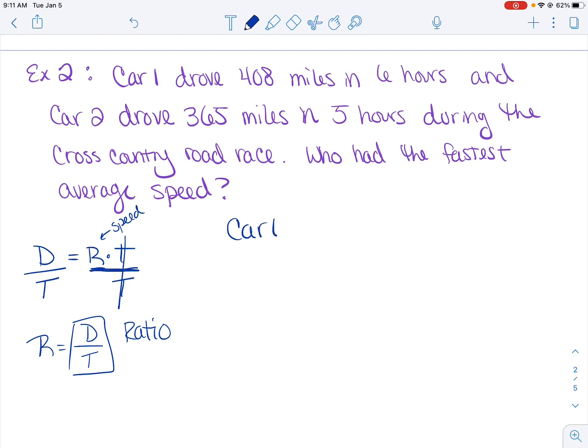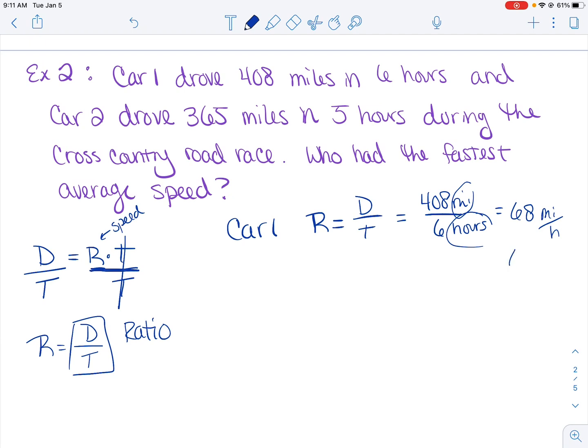So for car 1, to get the speed, we want to do distance divided by time. Well, car 1 drove 408 miles, and they did that in 6 hours, right? Now let's actually divide that to find out what our value would be. And we would get 68, and then again, look at your units, miles over hours. So we could write that as miles over hours, or we could say 68 miles per hour, mph, right?